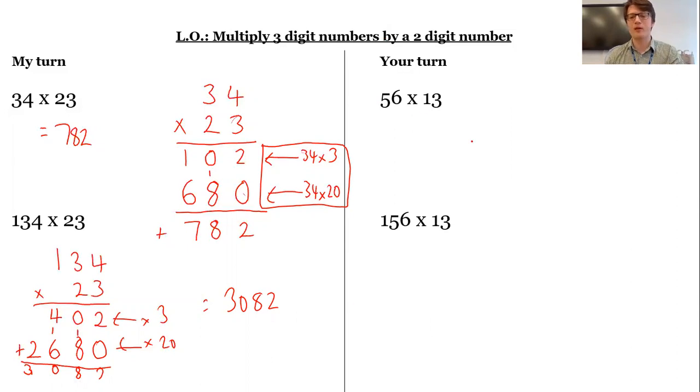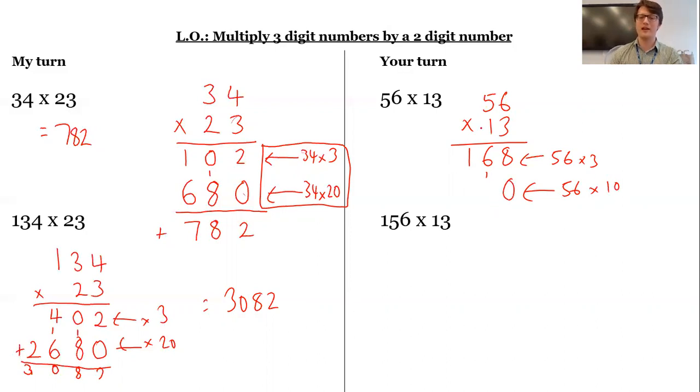Okay, here we go. So 56 times 13. So first of all, we're going to do 56 times 3. 3 times 6 is 18. Regroup. 3 times 5 is 15. Add the 1 gives me 16. Now I'm timesing 56 not by 1 but by 10. Remember, I've got 13 here, 10 and 3. So I need my placeholder first because I'm timesing by 10. 1 times 6 is 6. 1 times 5 is 5. Add them together, and I get 728.